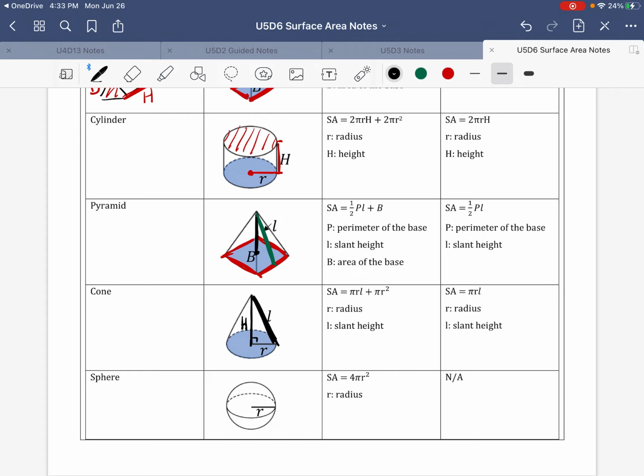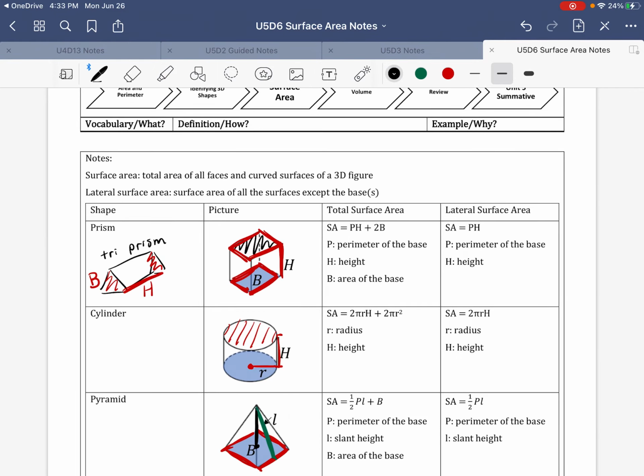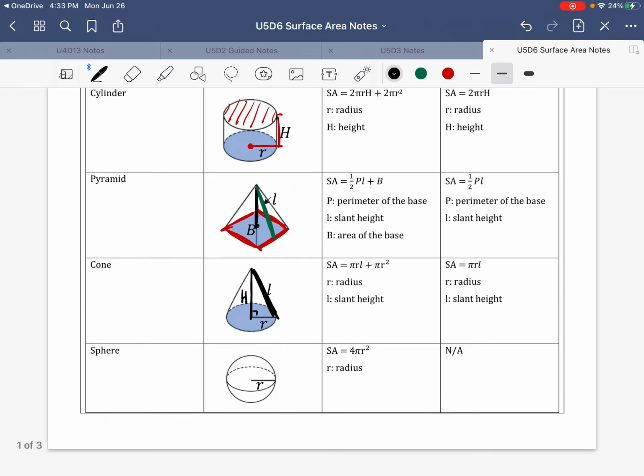If a question asks for surface area or total surface area, we'll use our total surface area equations. If it asks for lateral surface area, we use the lateral surface area equations. If it just asks for surface area, we always refer to total surface area. Okay, so if it doesn't specify, you find the total surface area.